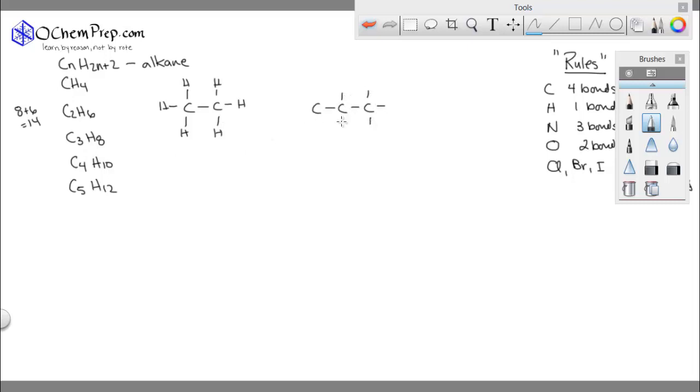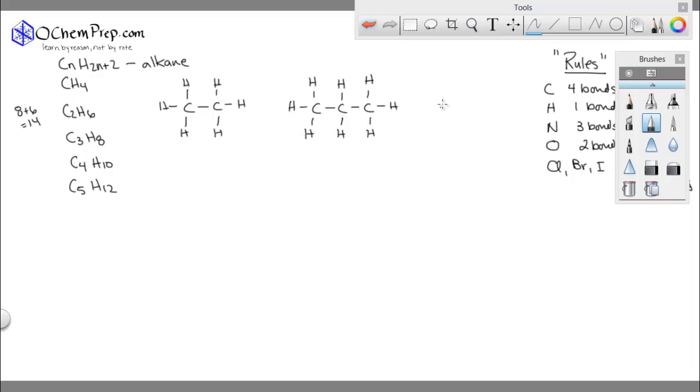Now, I'm already getting tired of drawing all those H's. So I can put those dashes for hydrogens, or I can just put hydrogens on them. But pretty soon, it just gets awkward to draw all these H's. And so we're going to find a way to get rid of all those H's.